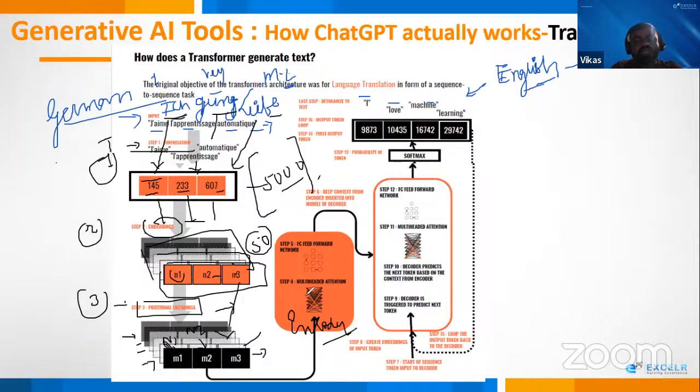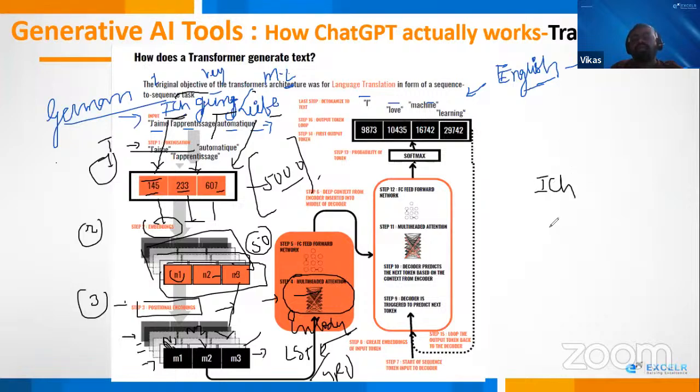This is my encoder. Now, what is the first step it will try to do? It will try to pass through the LSTM or GRU networks, and it will try to create a multi-head attention. You can see here, multi-head attention. Multi-head attention means it will try to understand the relation between Ich, Gern, Liebe, and so on.